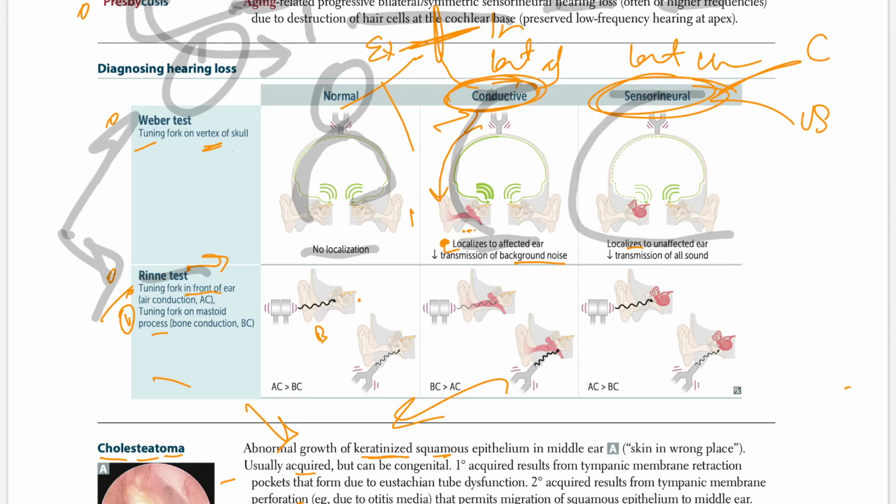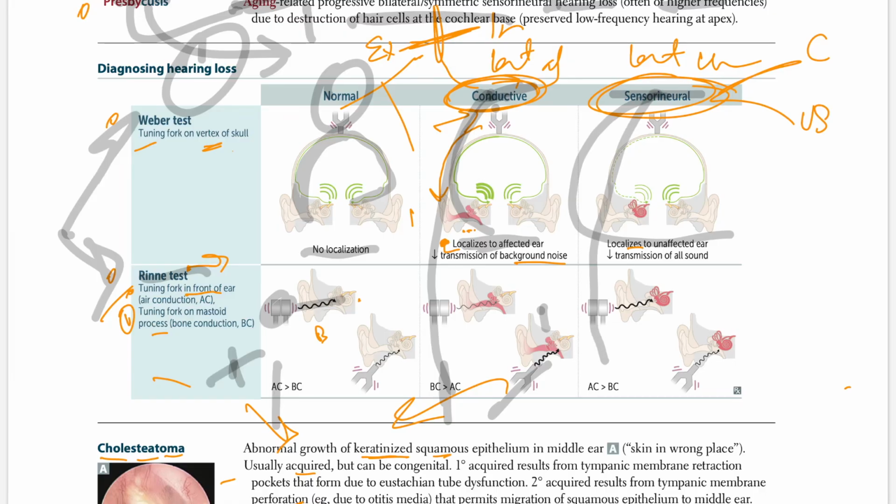With Rinne's, air conduction is going to be greater than bone conduction, and that is called Rinne positive, which means it's normal. With conductive hearing loss, all we have is bone conduction more than air conduction, and that we call a conduction problem, conductive hearing loss.